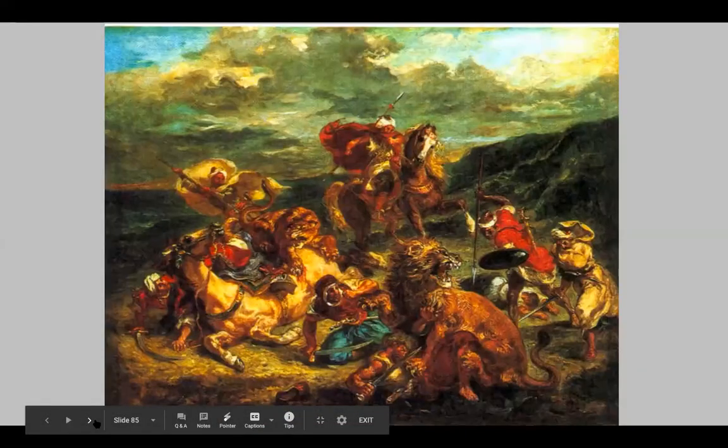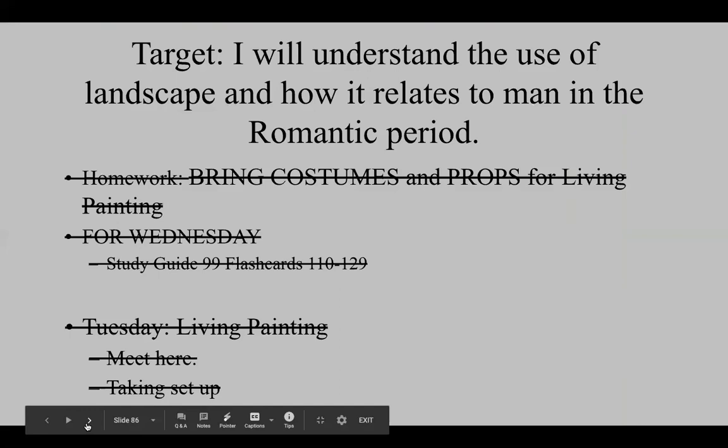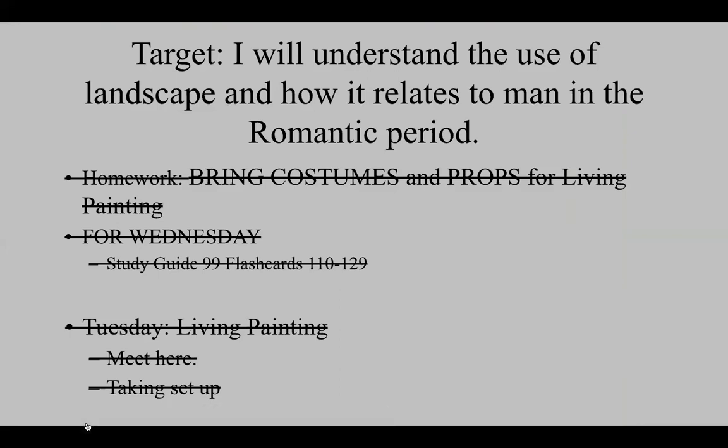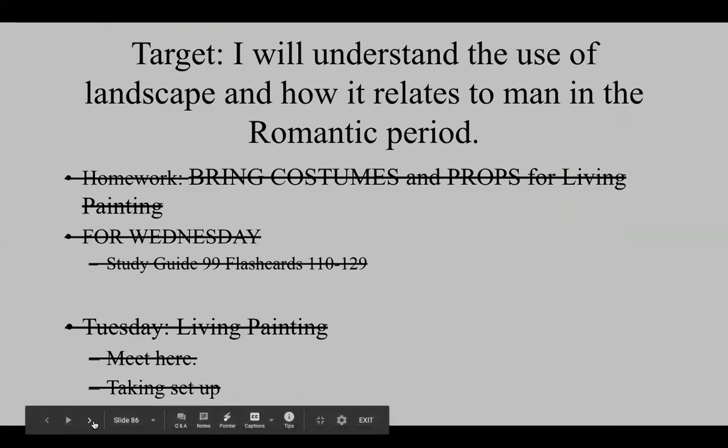So here's another Delacroix. This is a lion hunt. Okay, so our last subject for today is to look at landscape and how it is characteristic of the Romantic period. We're going to see how man relates to nature.